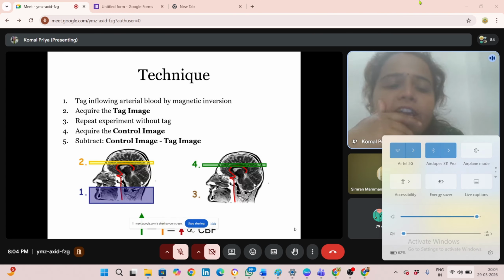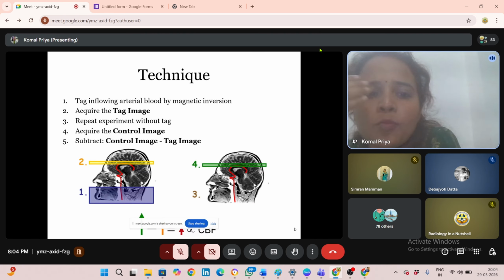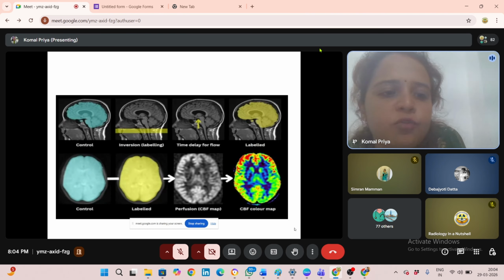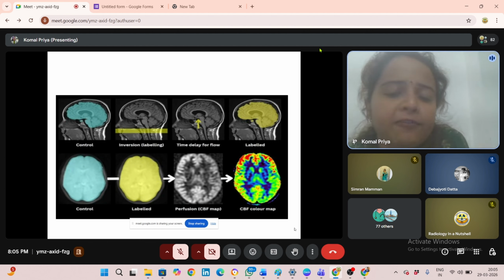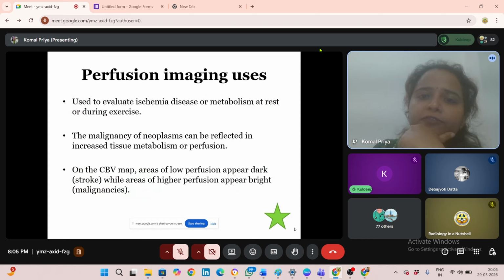So what happens is that first the arterial image is acquired, then a normal image is acquired, which is the control image, and then the tagged image is subtracted from this control image. This is how we see the perfusion map, the CBF, which is the cerebral blood flow map, and the color-coded map after the labeled and control images are combined, and finally an extracted CBF color map is generated. So this is the technique for perfusion weighted imaging.